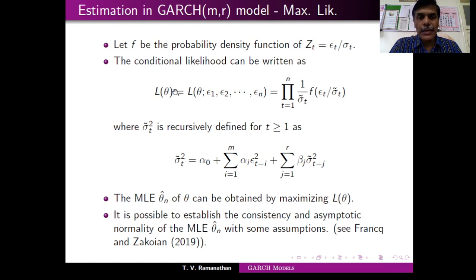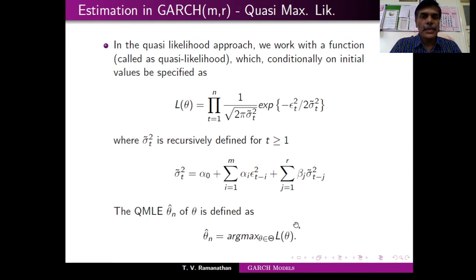How do I write the likelihood? It is written, and this I have to replace with the appropriate assumption. If I am taking normal, then I have to do that t with that, etc. So this is how the estimation is done.